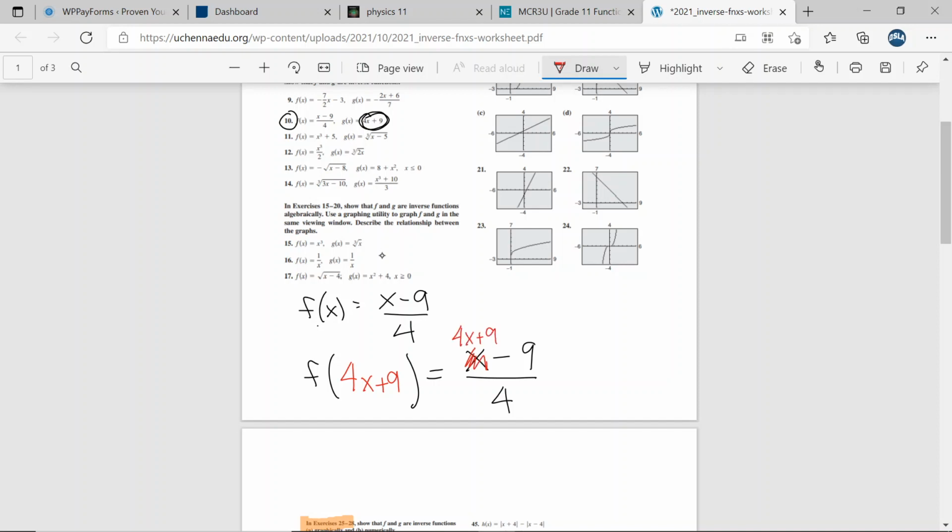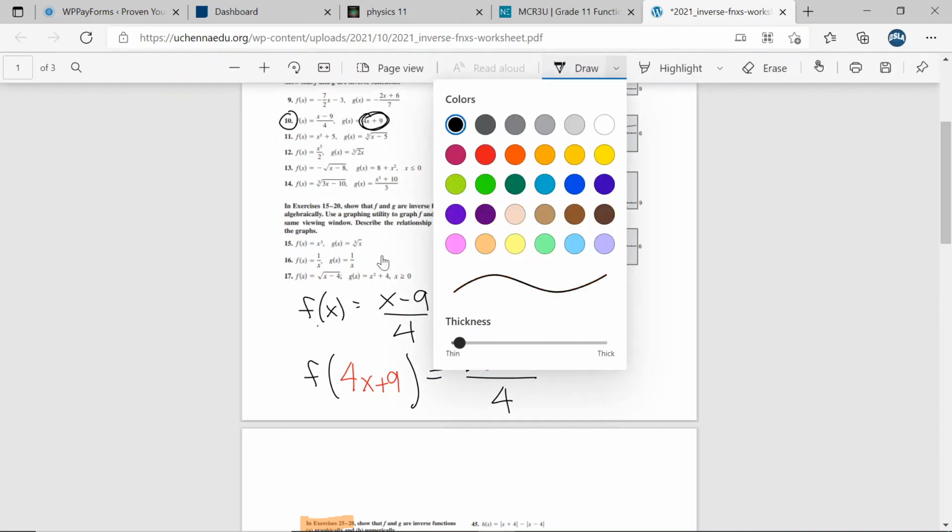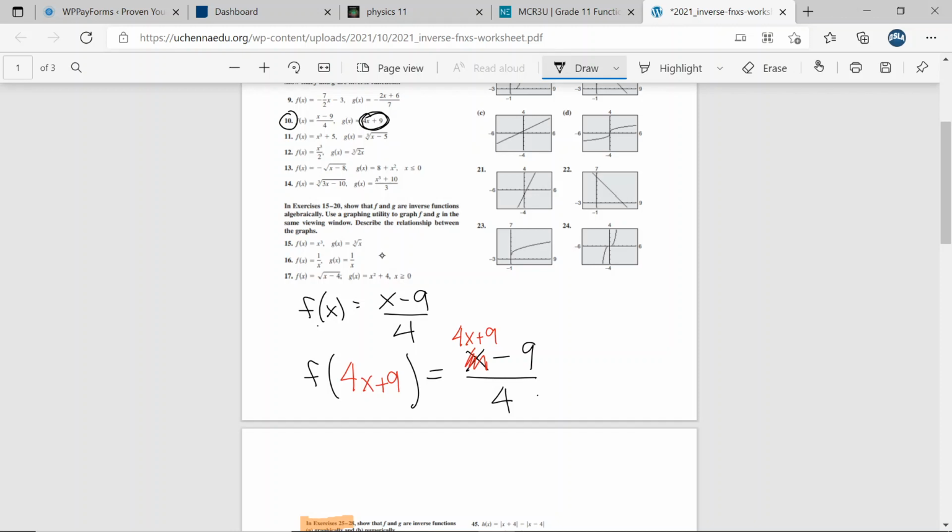If you don't, please continue to try these problems or watch my video again and ask me in class, because this is something that you definitely have to understand. So what happens when I do that? So my f of 4x plus 9, what will it become? And again, it's really f of the inverse. So I've put in the inverse instead of the original.